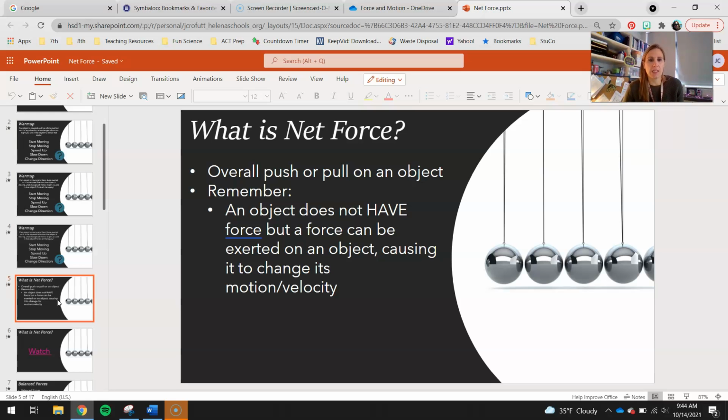So net force is basically the overall push or pull on an object. When we're talking about everyday objects, we often see multiple forces acting on those objects. So when we add up all those forces or subtract forces in different directions, we can calculate our net force. Remember that an object does not have force, but a force can be exerted on an object. So I don't have force, but maybe someone's pushing me and exerting a force on me, okay? And that would cause the object to change or move its velocity.